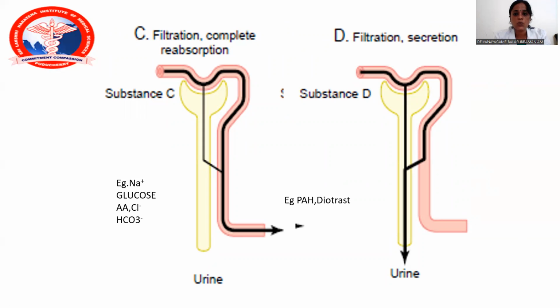And some substances are filtered as well as secreted. Examples are PAH, diodrast, as well as creatinine. So we are using these three: substance A, substance B, and substance D.